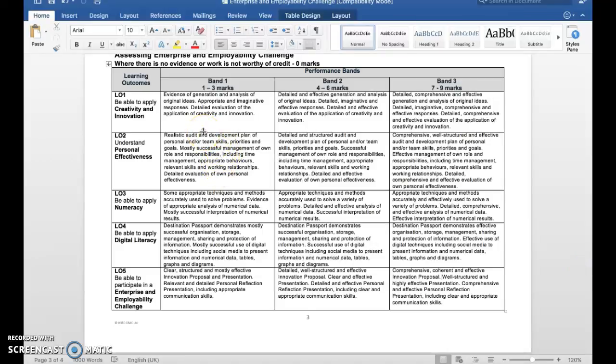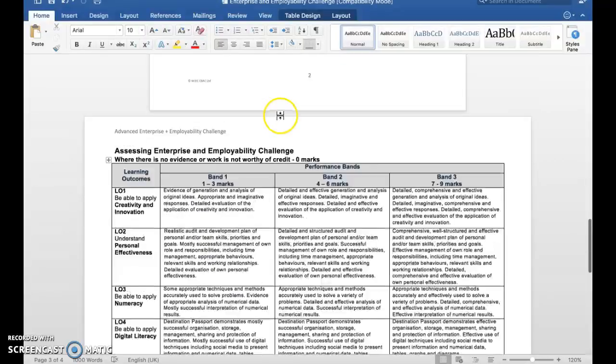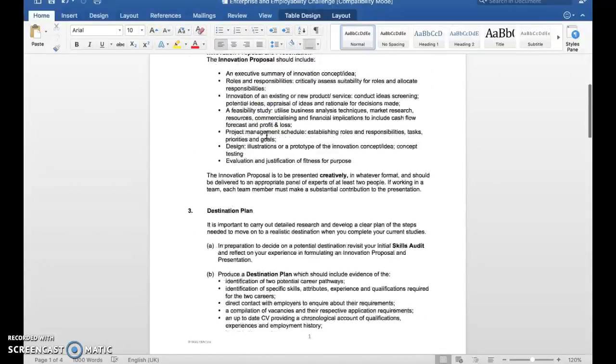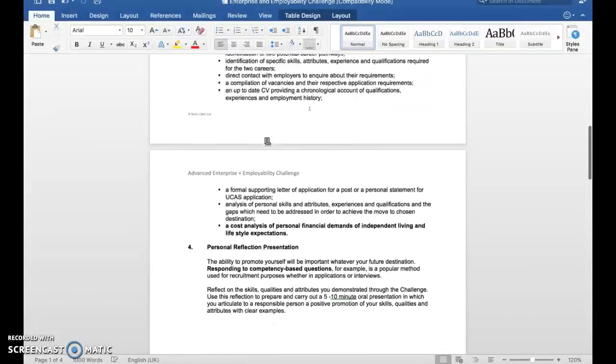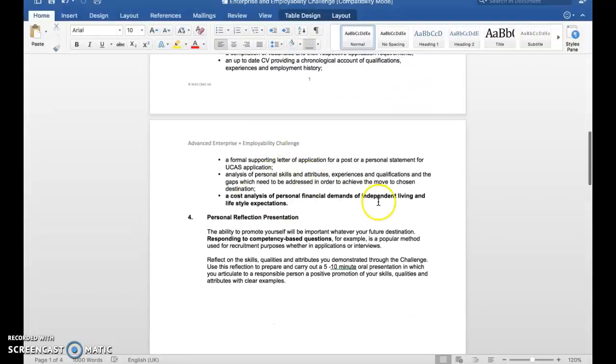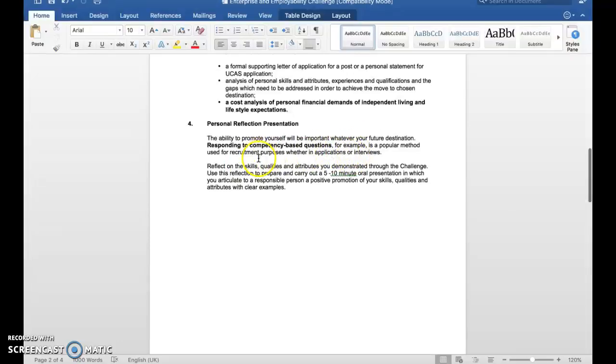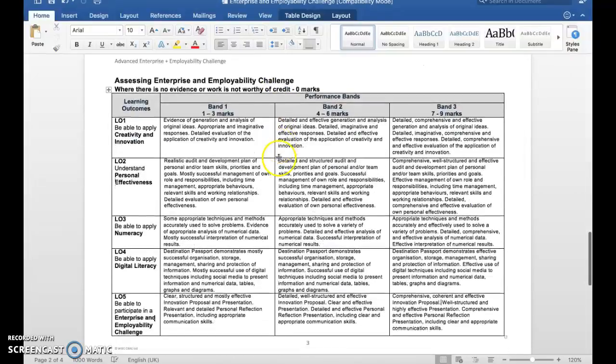Okay, welcome to part two of the video where I'm describing what the enterprise and employability challenge is all about. For this part, we're just going to have a quick look at the mark scheme and how it fits in. I've just been through the different tasks here: the skills audit, the innovation venture, the destination plan, which includes a bit of a subtask to do with your financial demands of independent living. That's where our numeracy comes in, and a reflection presentation at the end, which is a little bit like an interview, okay, with competency-based questions.